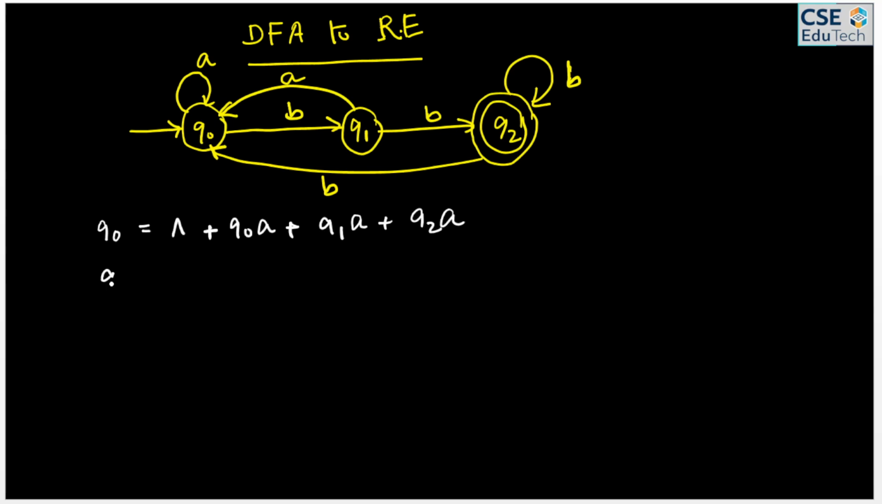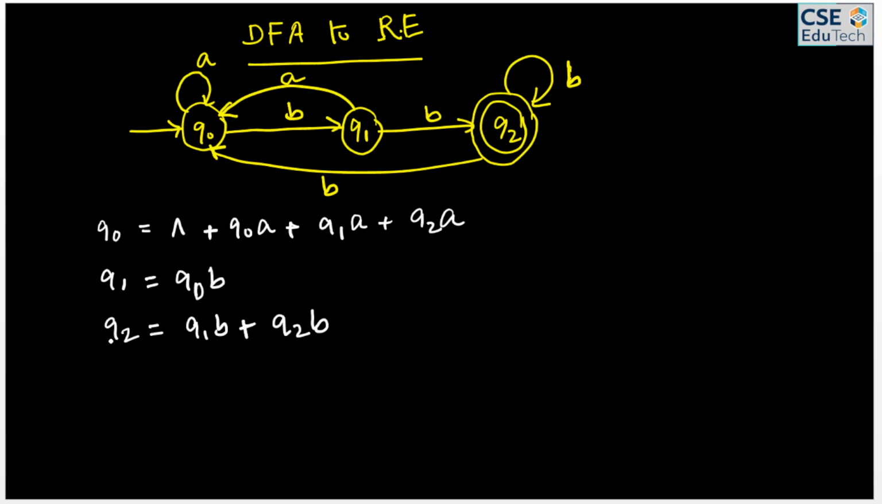And what is the equation for state Q1? Q1 will be Q naught B, and the equation for state Q2 will be Q1 B or Q2 B.